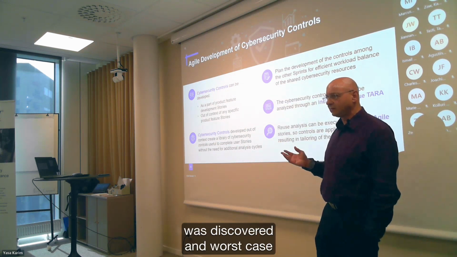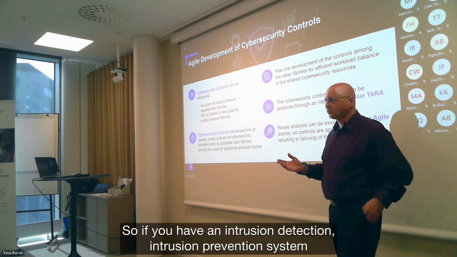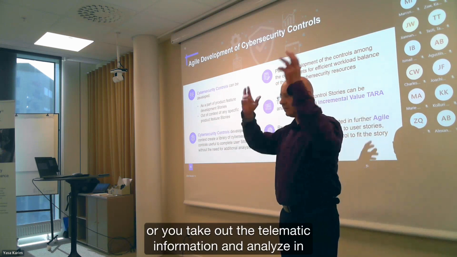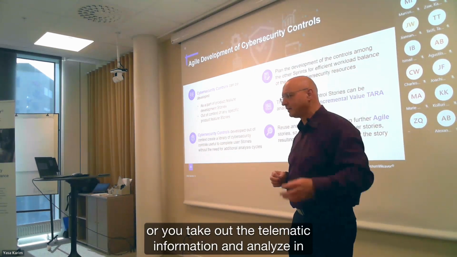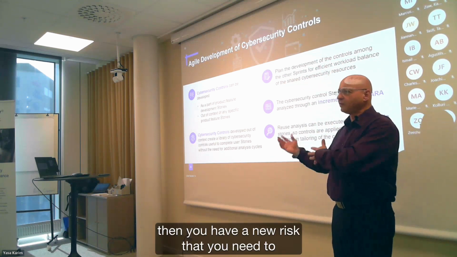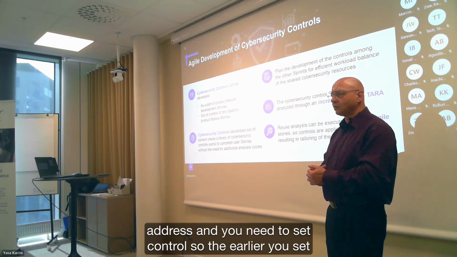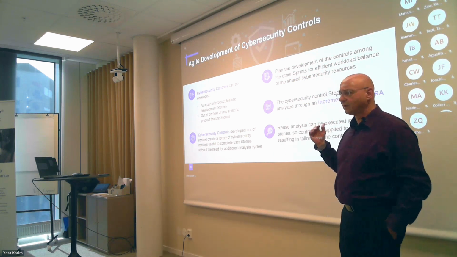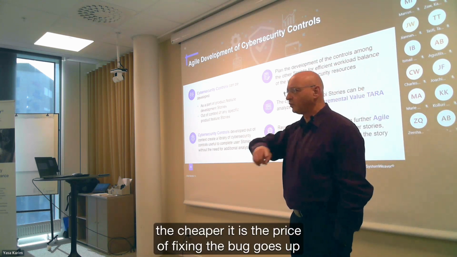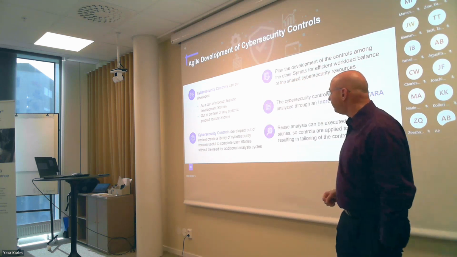And worst case, that you find it in the field. So if you have an intrusion detection, intrusion prevention system in the vehicle, or you take out the telematic information, analyze it in the cloud, and you identify that there was an attack, then you have a new risk that you need to address. And you need to set control. So the earlier you set a control, the earlier you fix a bug, the cheaper it is. The price of fixing a bug goes up exponentially along the time.